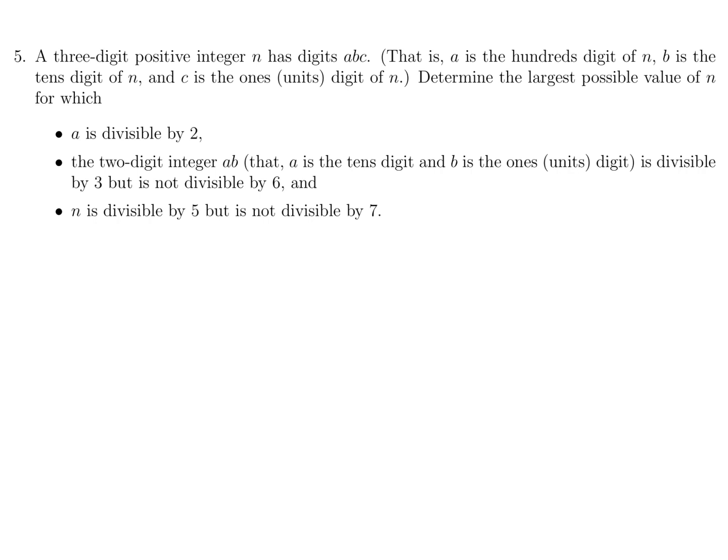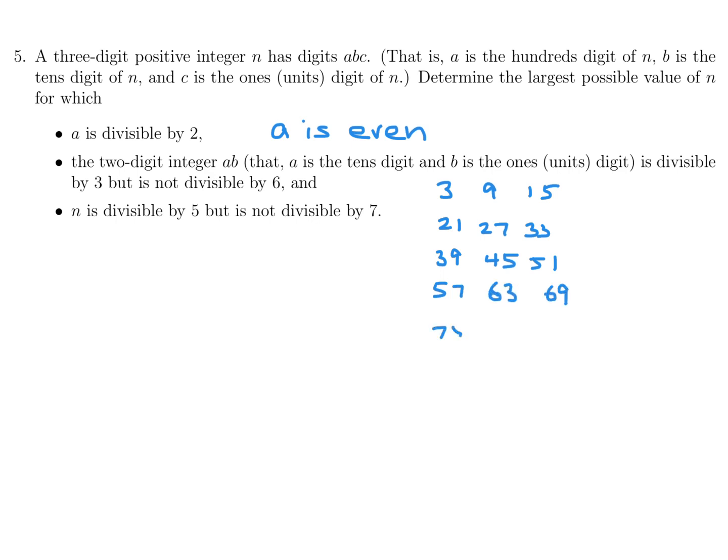A is divisible by 2 basically means that a is an even number. So a is even. So that takes care of that. The 2-digit ab is divisible by 3 but not by 6. So it's multiples of 3 but not multiples of 6. So we're going to write them all out here. We have 3, 9, 15, 21, 27, 33, 39, 45, 51, 57, 63, 69, 75, 81, 87, 93, and 99.